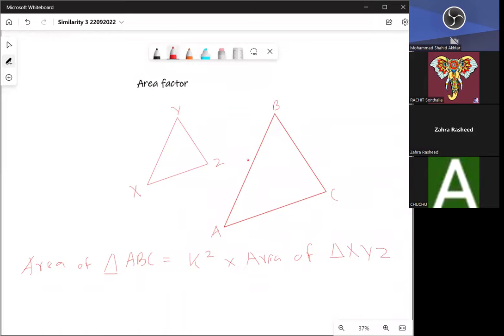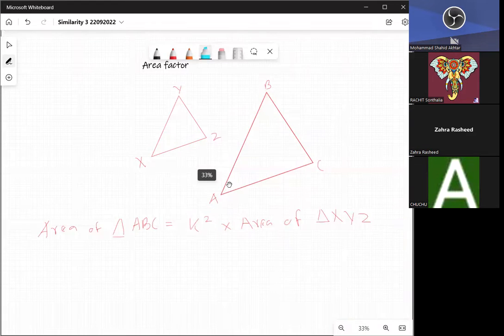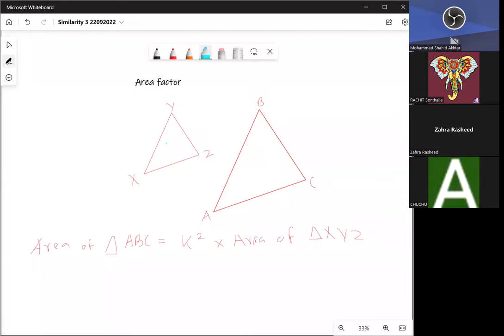Write this in your notebook. Tell me when you're done. This is always true, right? If you have two shapes, they're similar. If XYZ and ABC are similar, then you can say that the areas are in proportion.